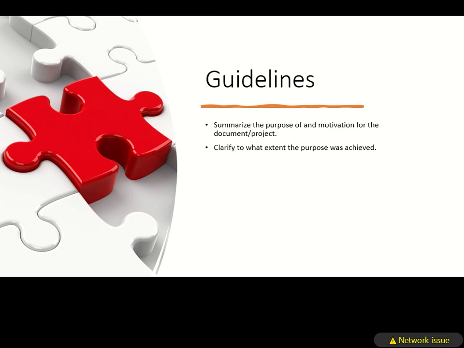Clarify to what extent the purpose was achieved. I already spoke about it. Provide a summary of each section of the report to indicate how that section contributed to the attainment of the purpose. Now, can somebody tell me the common chapters or sections we have in the report? What sections or chapters do we have normally in the report? Tell me.